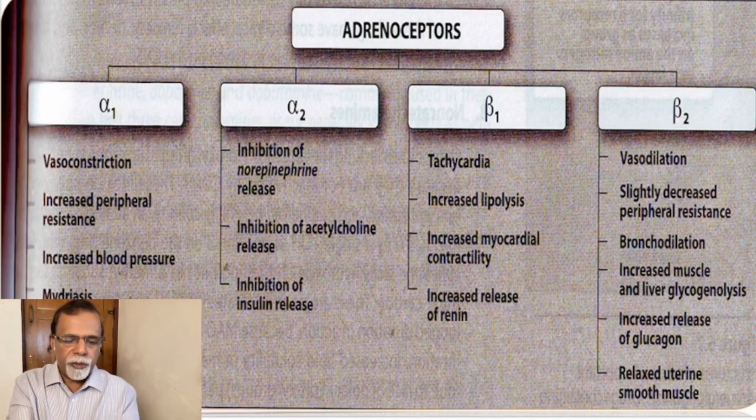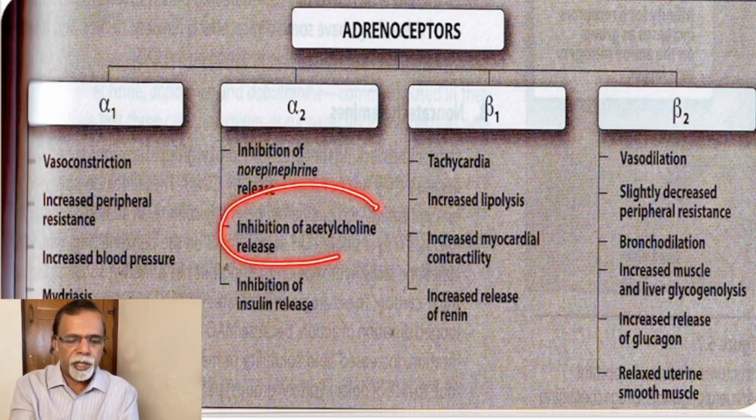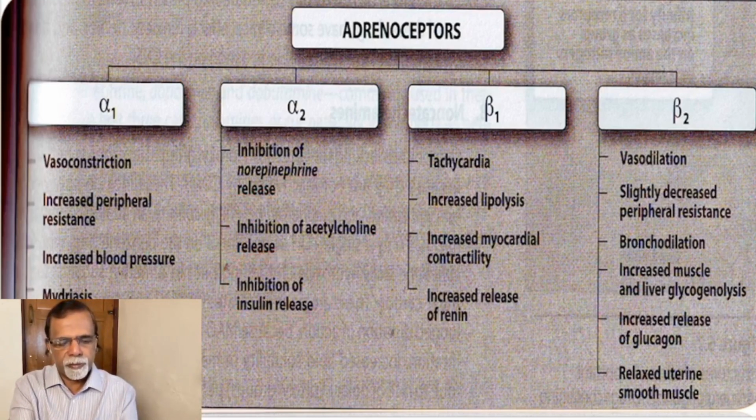Now we go to the alpha 2. As I already told, it inhibits the release of neurotransmitters. That is, norepinephrine release is inhibited. It inhibits the release of acetylcholine in the preganglionic. It inhibits the insulin release. Everything is inhibited. We will come to the alpha 2 separately.